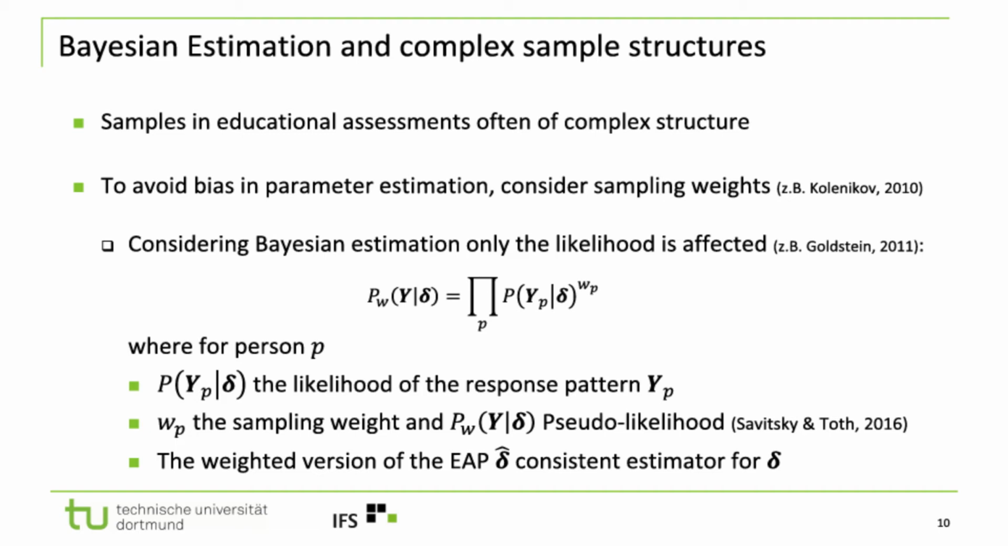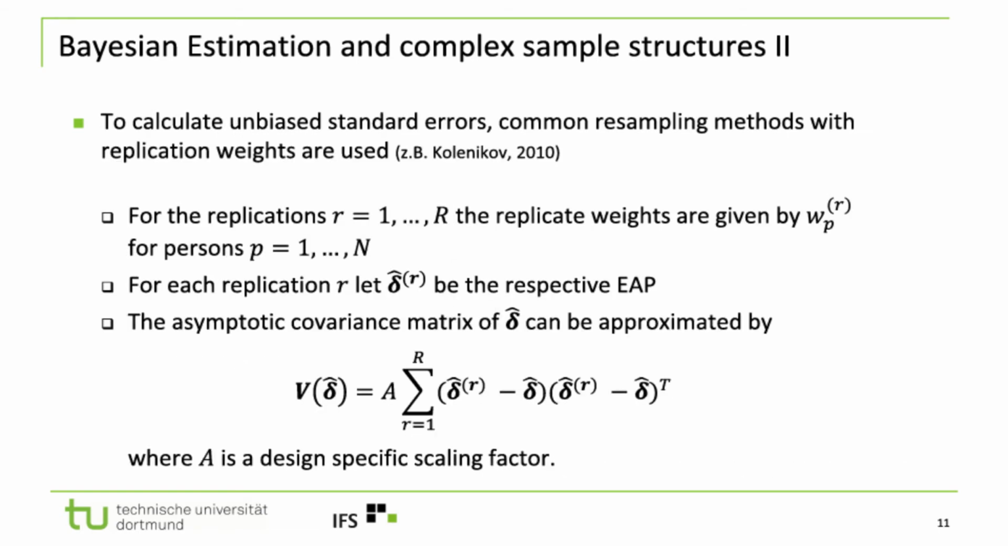In order to take sampling weights into account in the Bayesian, only the likelihood part has to be modified by weighting the likelihood components with respective sampling weights. What results is also referred to as the so-called pseudo-likelihood. So we take this pseudo-likelihood and plug it in to derive the posterior distribution and obtain a weighted version of our EAP estimator. Now, to compute standard errors for this estimator, we make use of the usual resampling methods.